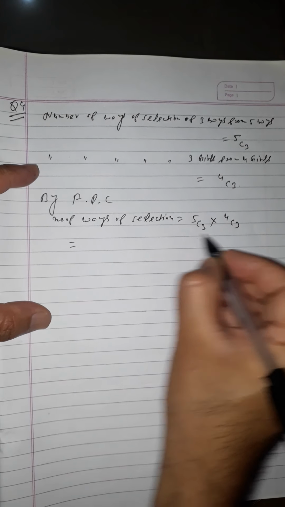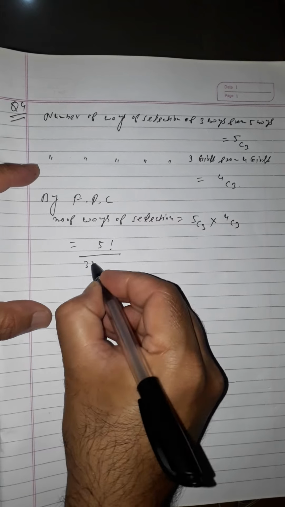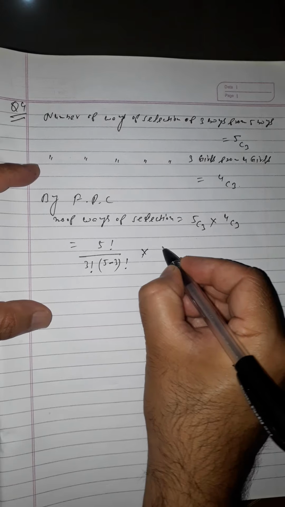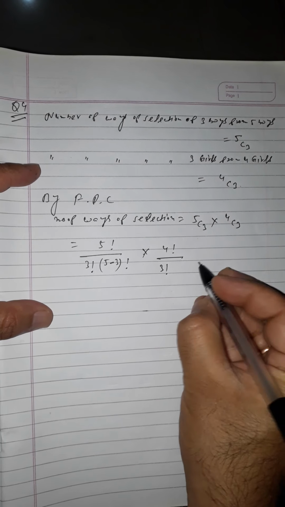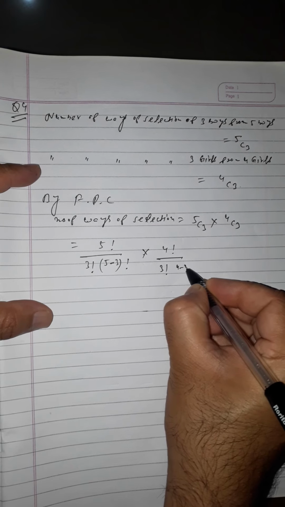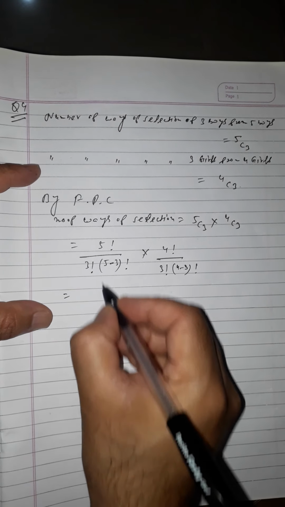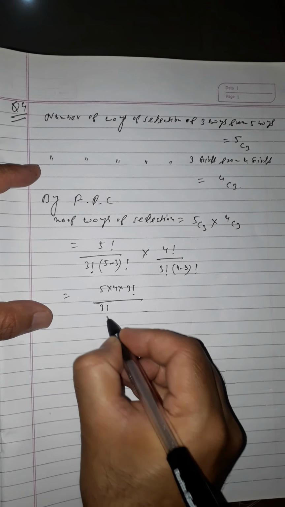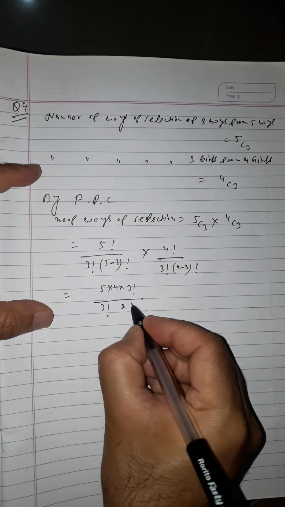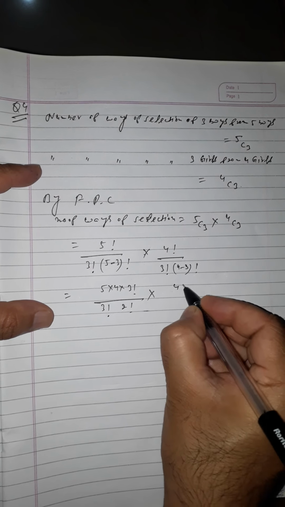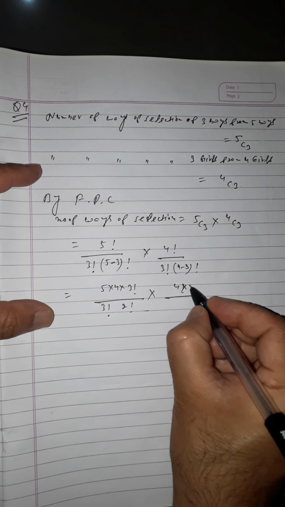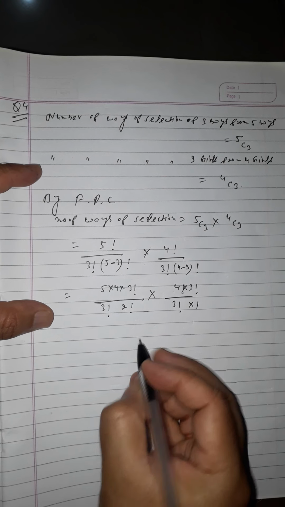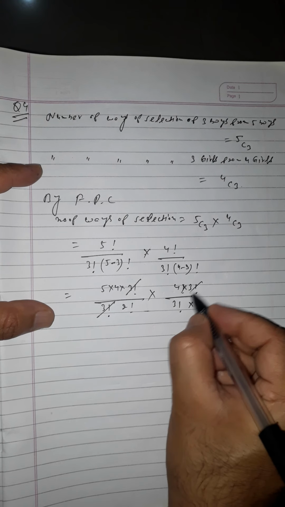Now student, we will solve it. It is 5 factorial upon 3 factorial into 5 minus 3 factorial, into 4 factorial upon 3 factorial into 4 minus 3 factorial. So students, it will come as equal to 5 into 4 into 3 factorial upon 3 factorial into 2 factorial, right? Into 4 into 3 factorial upon 3 factorial into 1 factorial, that is 1. So you know, students, they will cancel out.